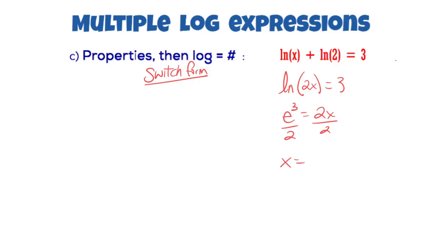And now this is a calculator problem. You're going to do your second ln to get that e with the power, and then take your answer there and divide it by 2. So x is 10.04. That's going to be fine in checking those 2 logarithms that are in this original equation. Oh, sorry, that 0 didn't show. 10.04.